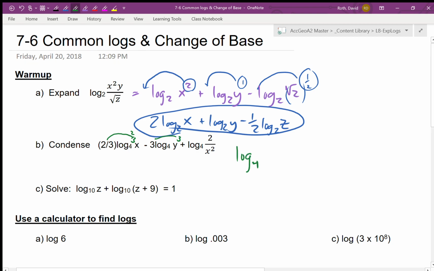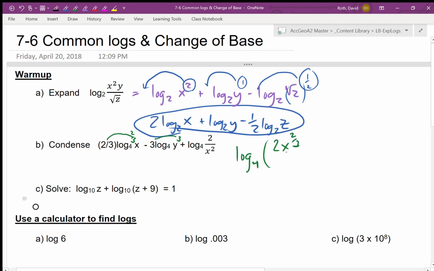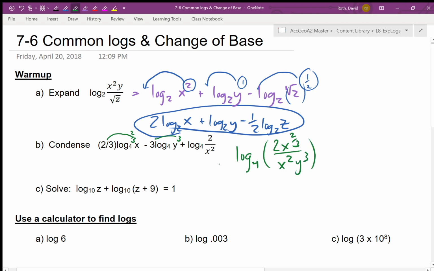Log base 4, it will be x to the 2/3. And then this stuff will be on the top as well. So I guess I'll put 2x to the 2/3 power over x squared. And if you remember your simplifying rules where you can't have a fractional power on the bottom, actually that's about as simple as you can get that one. And then it looks like y cubed on the bottom. Okay, and that one should be done.